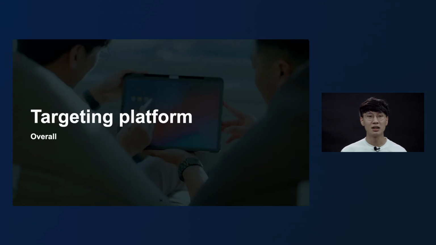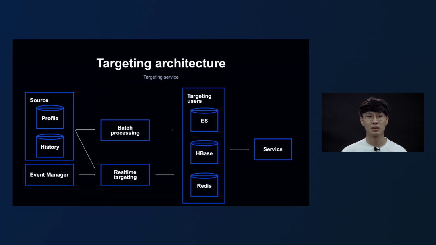Until now, we looked at the components of the event processors. Next, I'm going to explain the targeting platform. Previously, targeting user was created through batches, but by adding real-time event processor, event information and user profile is combined and targeting user is saved in the storage in real time. Through this, each service provides the service by targeting users in real time or in batches.